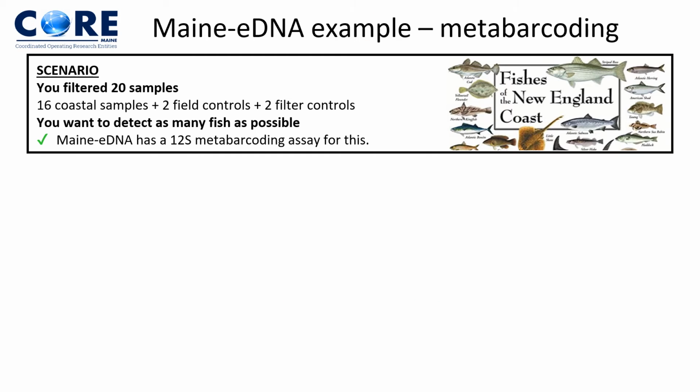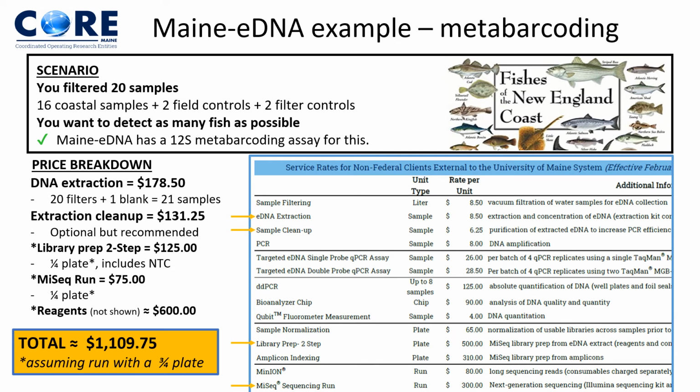Okay, let's think about another scenario. In this scenario, we have the same number of samples that we filtered, 20, except this time, instead of detecting just Atlantic salmon, we want to detect as many fish as possible. Maine eDNA has a 12S metabarcoding for this task. So this is how you would break down the pricing for metabarcoding of your 20 samples.